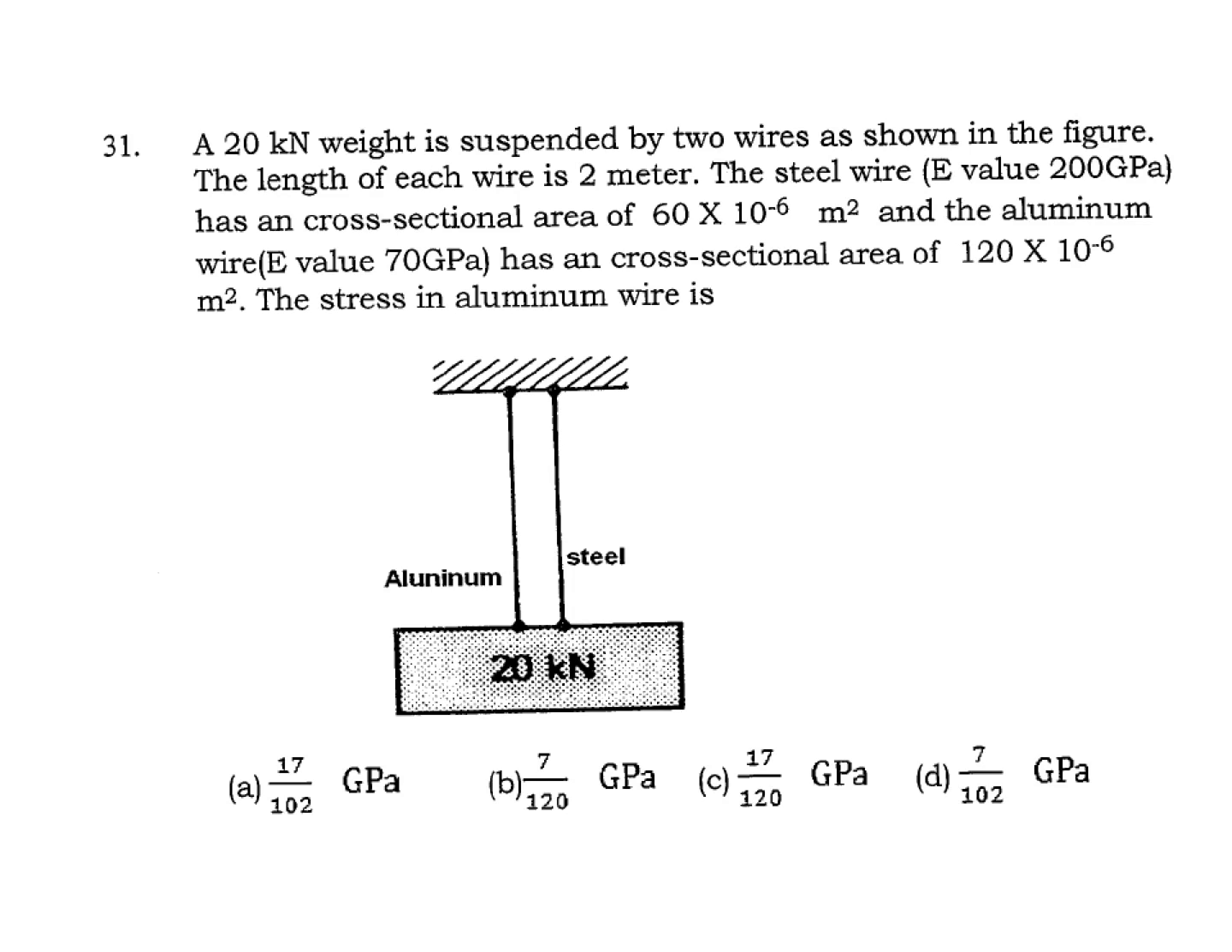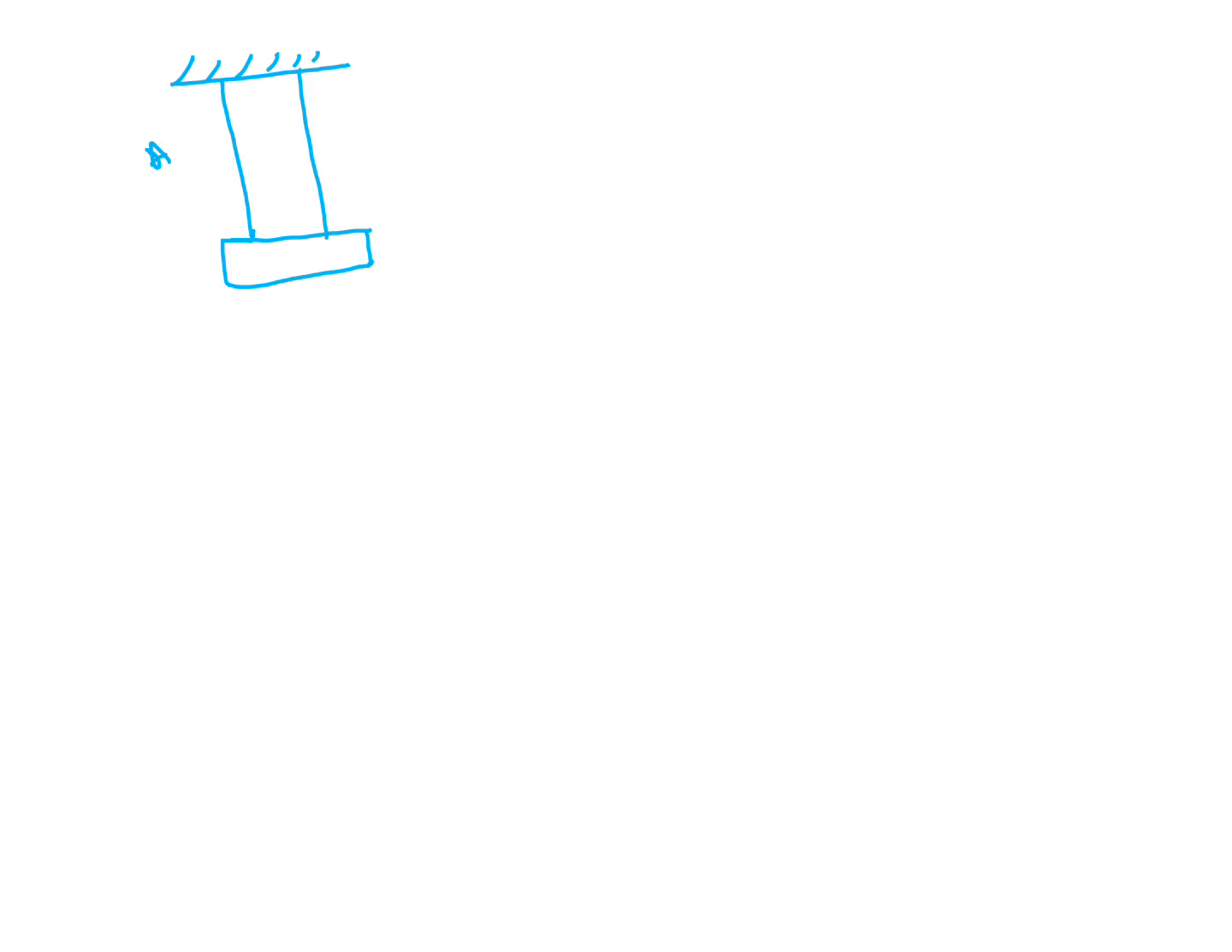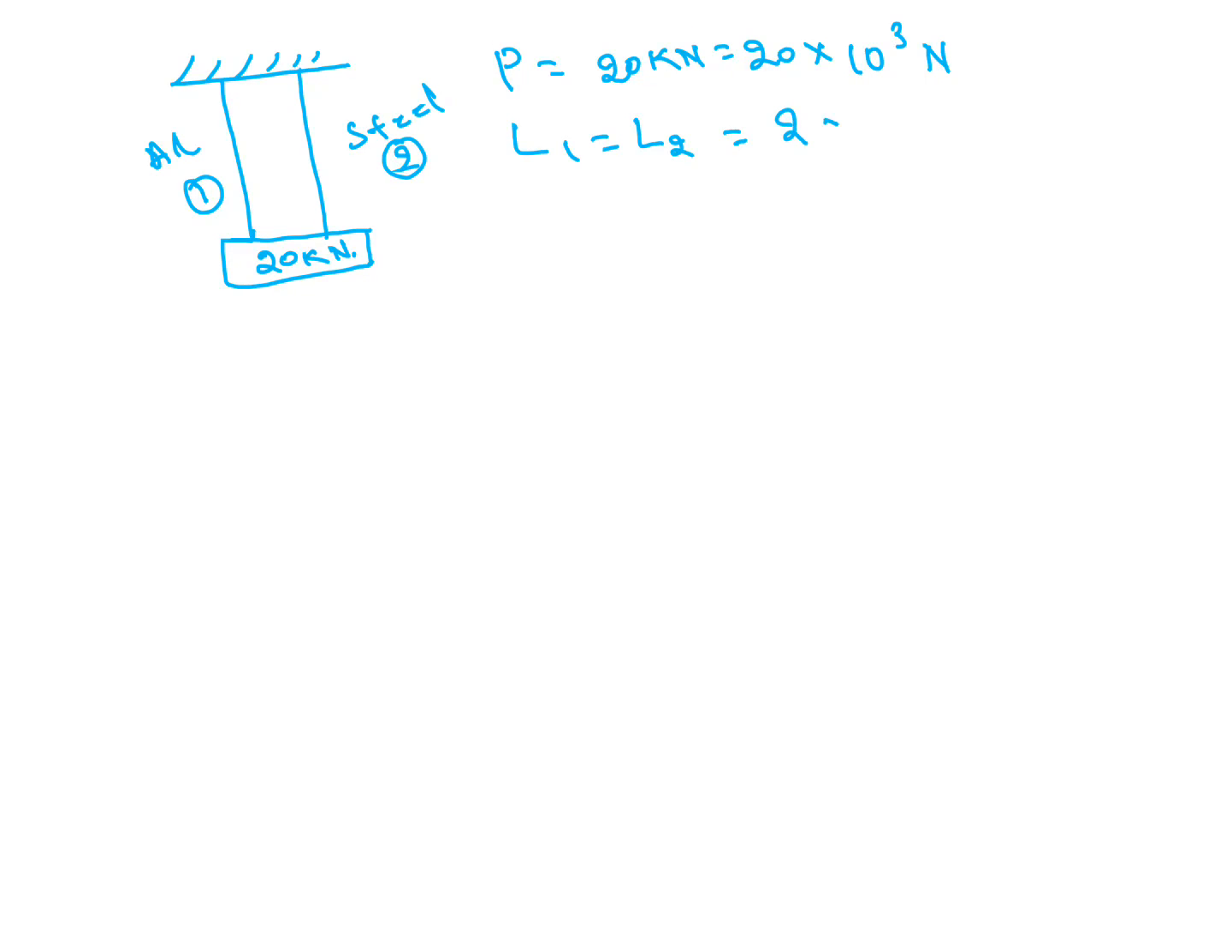Sigma at AL. Take aluminum as 1 and steel as 2. Total load is 20 kilonewton. So P equal to 20 kilonewton or 20 into 10 power 3 Newton. L1, L2 both are same, 2 meter equal to 2000 mm.